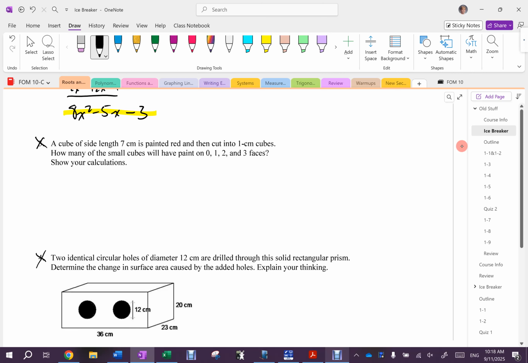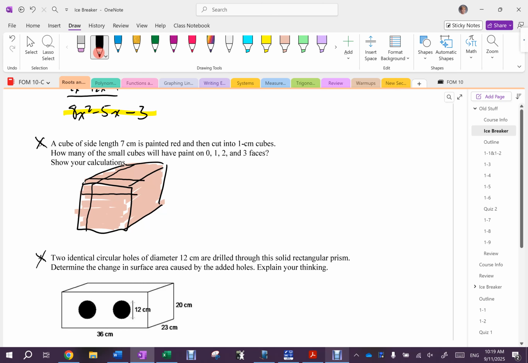So, let's talk about the first one. A cube which looks like that, yes? Is painted red. Now, I'm going to paint it pink because I don't have a red highlighter. Is everybody with me? Okay. Then it gets cut into 7 slices. Does everybody agree?